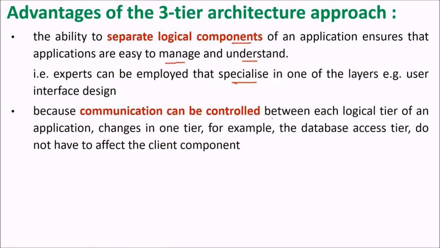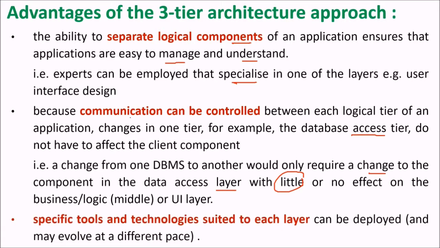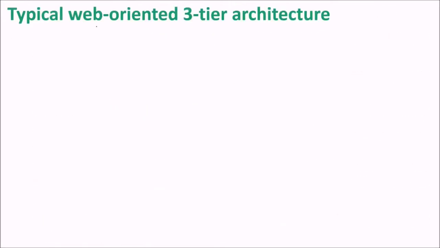Because communication can be controlled between each logical tier of an application, changes in one tier, for example the database access tier, will not have any effect on the client component. For example, a change from one DBMS to another would only require a change to the component in the data access layer, with little or no effect on the business layer, that is the middle layer, or the user interface layer. There are specific tools and technologies suited to each layer which can be employed, and they are evolving.